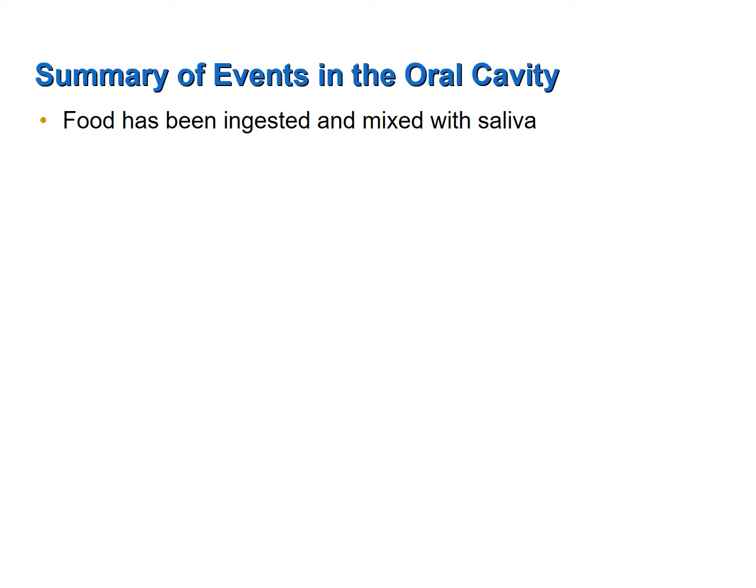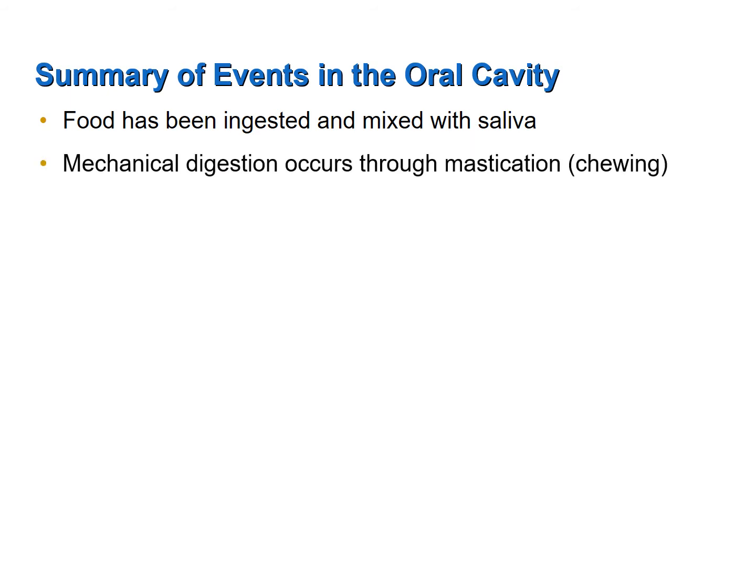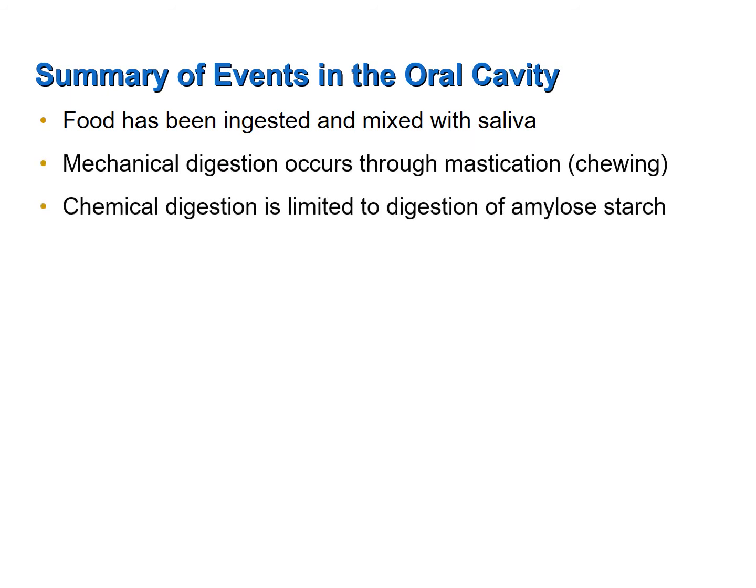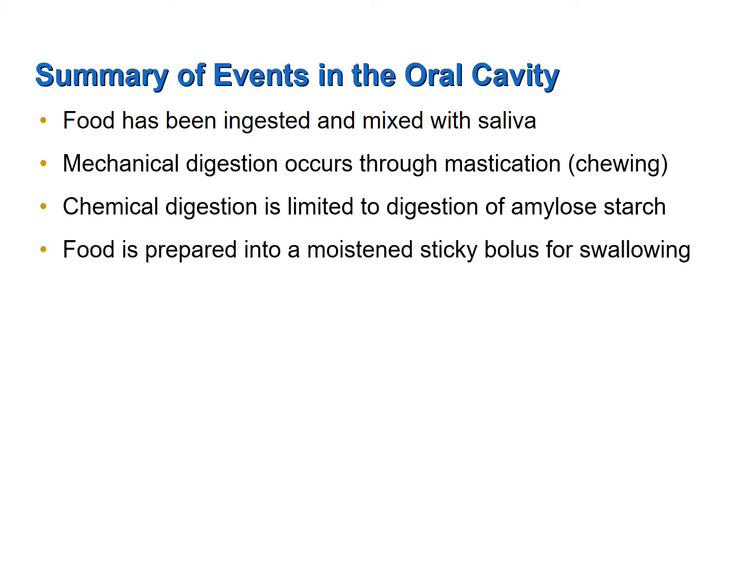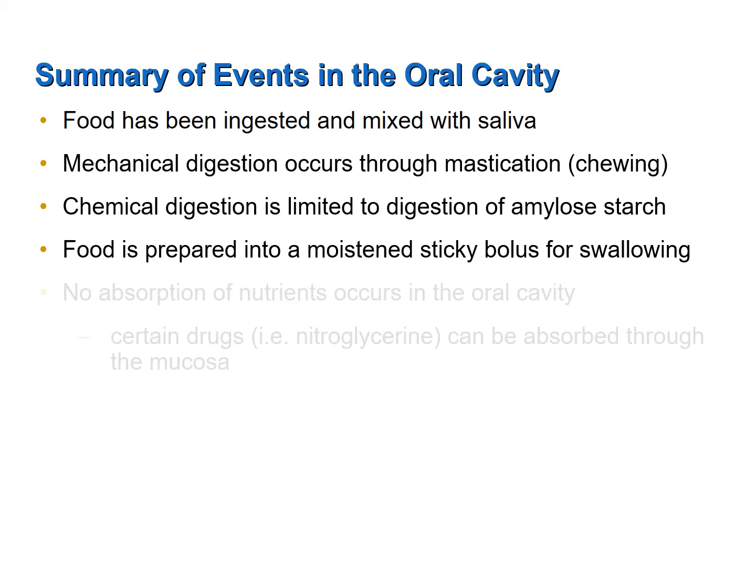Let's now summarize the events of the oral cavity. So food is ingested and mixed with saliva. Mechanical digestion occurs through mastication or chewing. Chemical digestion is limited to the digestion of amylose starch by amylase, which is found in saliva. The food is then prepared into a moistened, sticky ball called a bolus, which can now be easily swallowed.